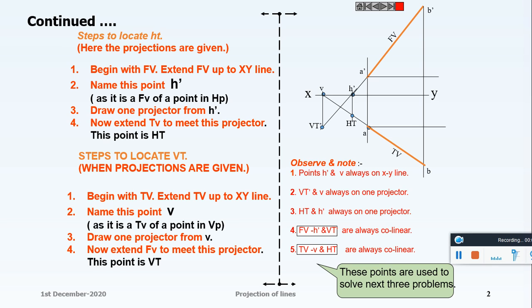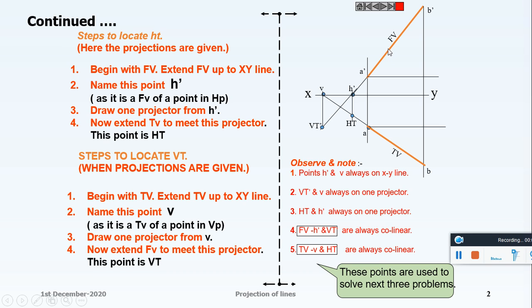In the last video we discussed the traces. You should understand and be thorough with this projection on traces points. Here A dash B dash is the front view, AB is the top view of a line AB. To get the HT and VT, this is the procedure.